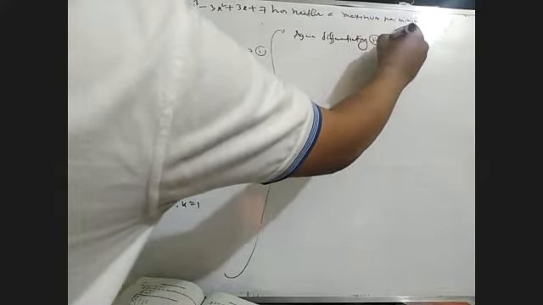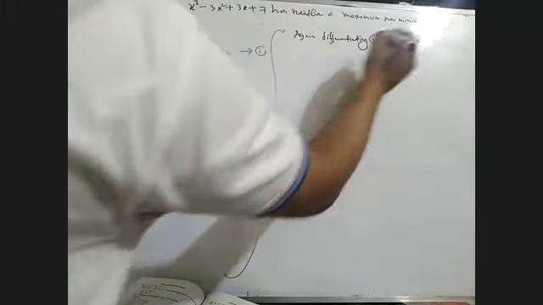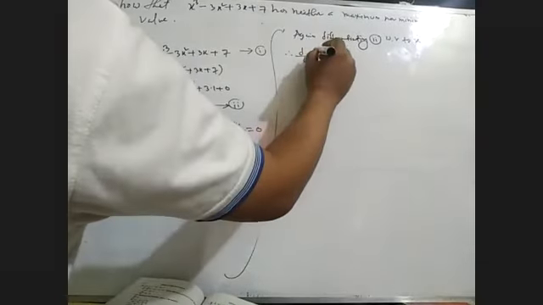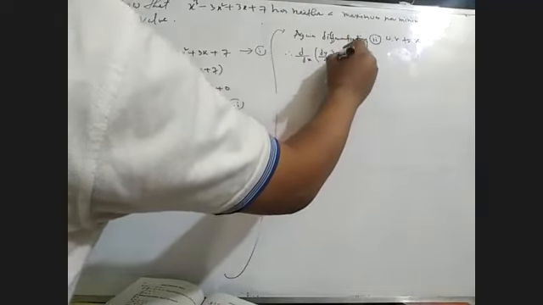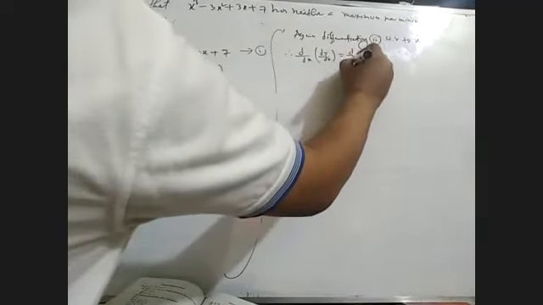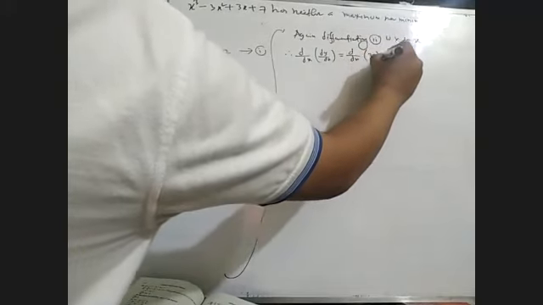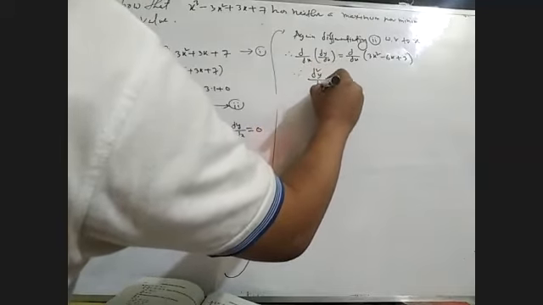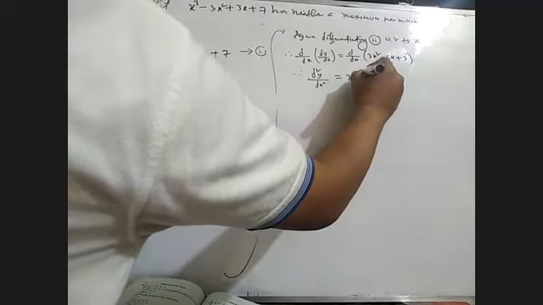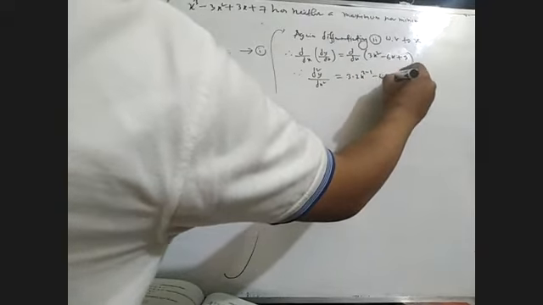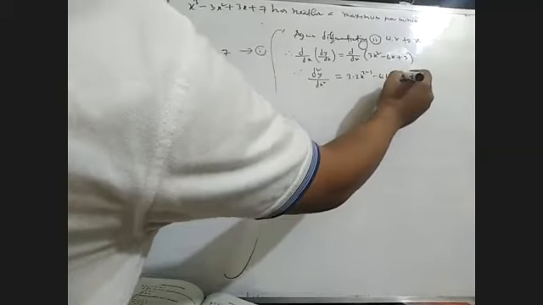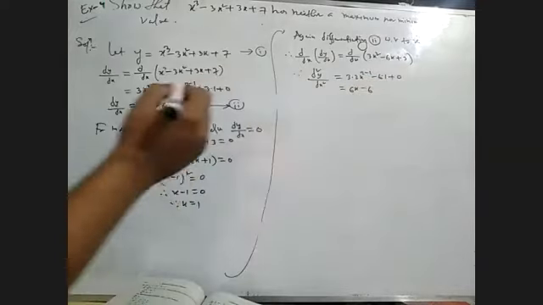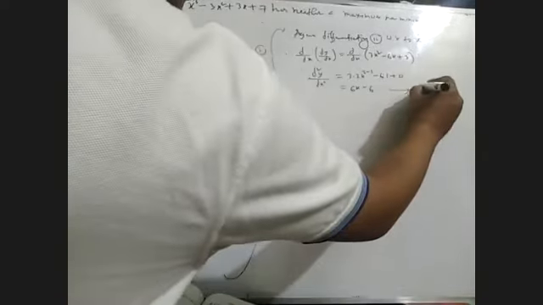equation 2 with respect to x, that means taking d/dx on both sides of this. d square y by dx square equals 3 into, using the power rule, and differentiation of x is 1. Constant will be 0. This equals 6x minus 6. This is equation number 3.